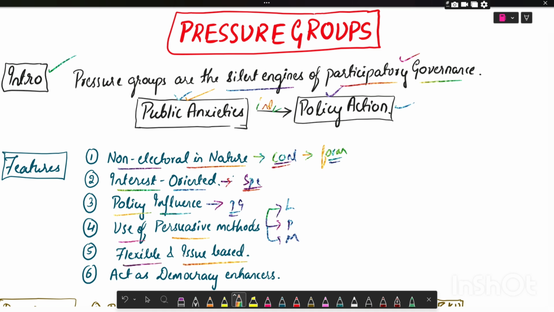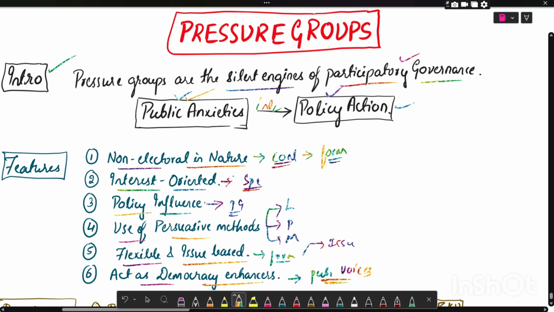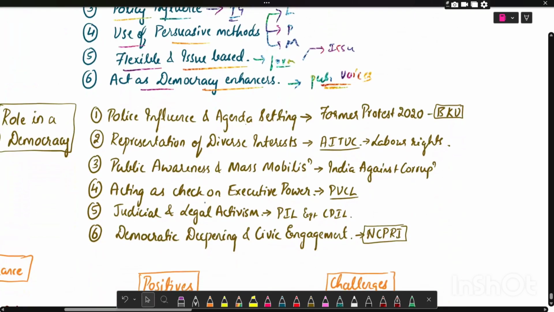They are flexible and issue based, that is, they form and dissolve for a particular issue, and they act as democratic enhancers, that is, they amplify the public voices. Now let us see what is the role of pressure groups in democracy.